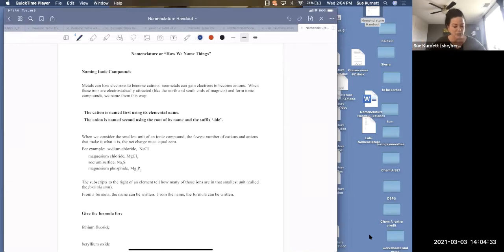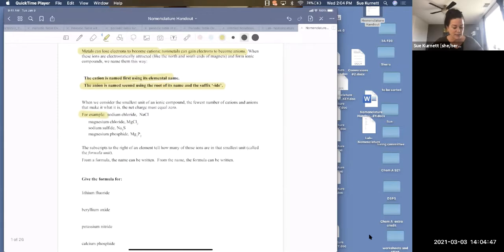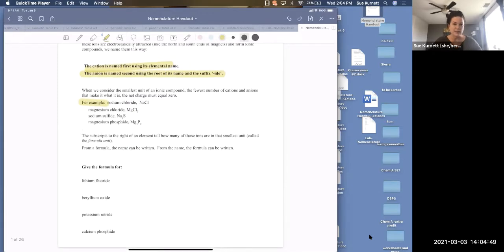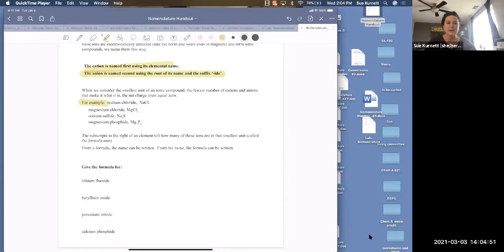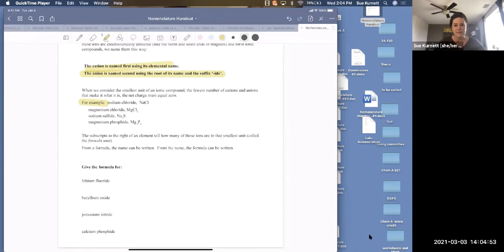Metals can lose electrons to become cations. Nonmetals can gain electrons to form anions. We put them together so that the net charge is 0. And this is how we name those things. And then I have some examples, and then we have some practice. So I'm just going to jump in. The overview idea is this is just a little piece of something bigger that we're doing this week, and it takes practice. So watch and read and do everything.